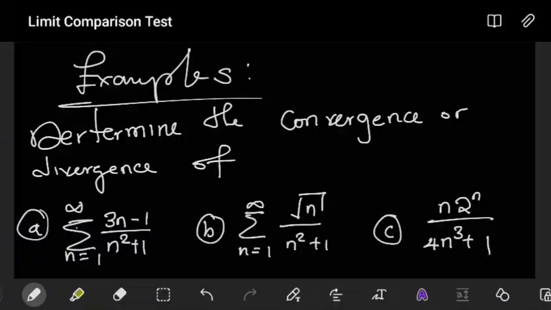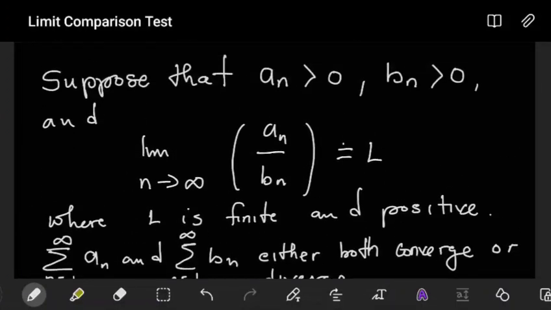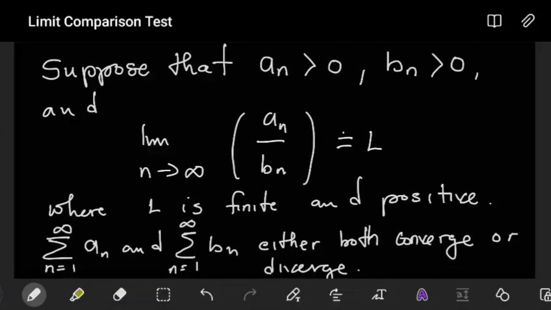Now, what is the limit comparison test? Well, for the limit comparison test, what you have are two sequences, an and bn. If we can have an and bn to be greater than 0 for all n, then this will imply that when we evaluate the limit as n approaches infinity of an over bn, and it gives us a specific value L, such that this L is a finite, positive number, then if our bn converges, so will our an. And if our bn diverges, then so will our an.